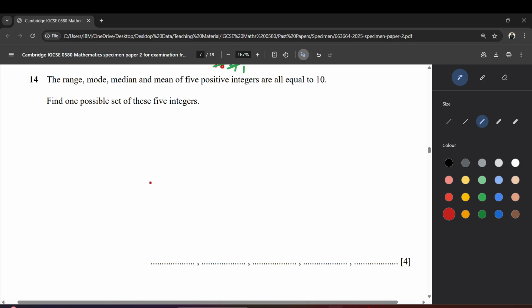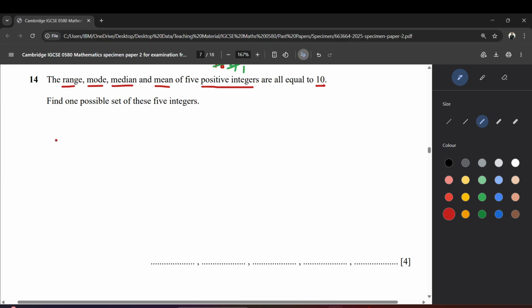Okay. Question number 14. The range, mode, median, and mean of 5 positive integers are all equal to 10. Find one possible set of these 5 integers. Okay, so the range, mode, median, and mean of 5 positive integers are all equal to 10. Find one possible set of these 5 integers.